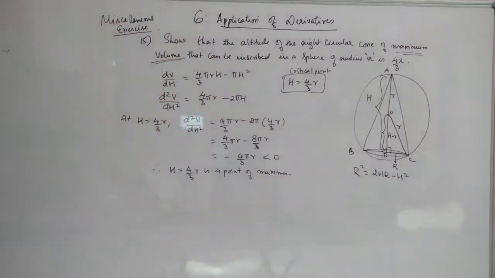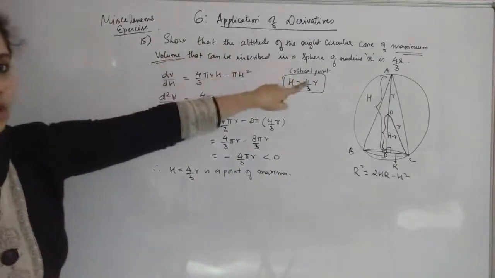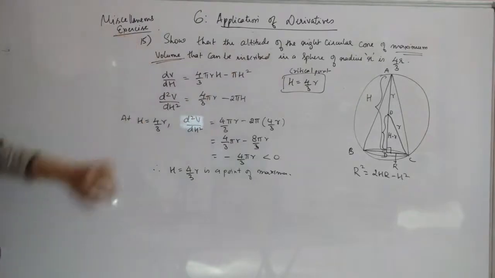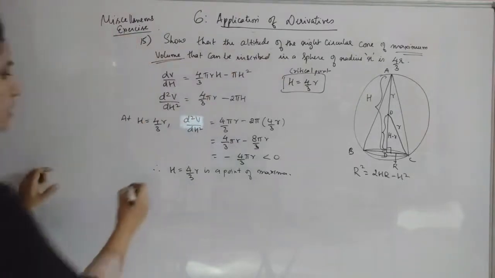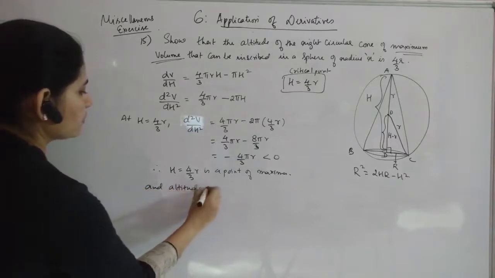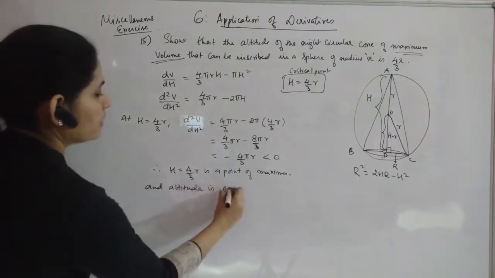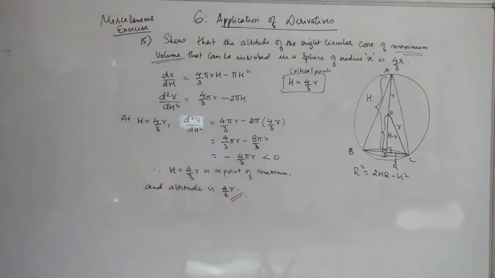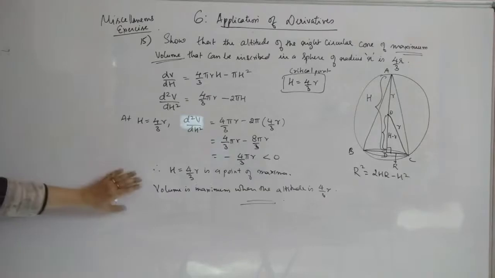You can just check, it is asked as maximization, is a point of maxima. Okay, so the altitude you already got, and the volume you have just shown that it is maximized there, and the altitude is 4 by 3 r. Okay. So volume is maximum at this point. Just write: volume is maximum when the altitude is 4 by 3 r.